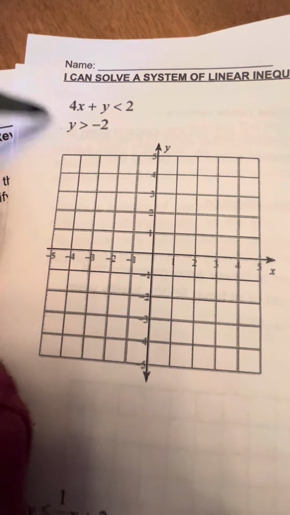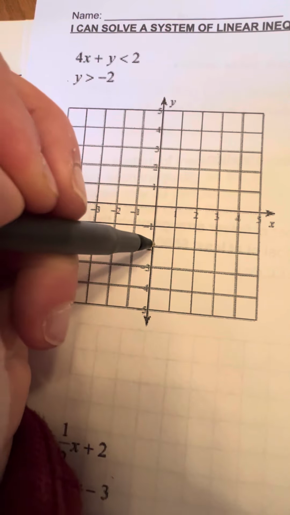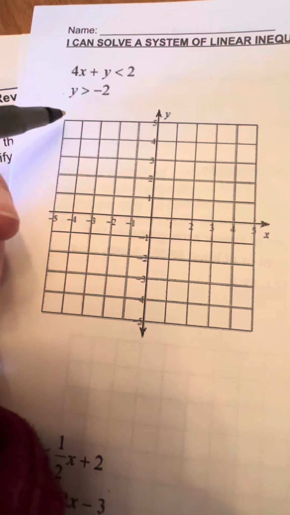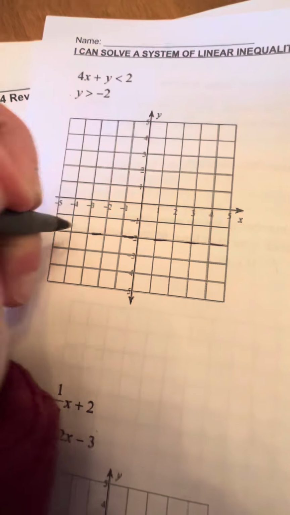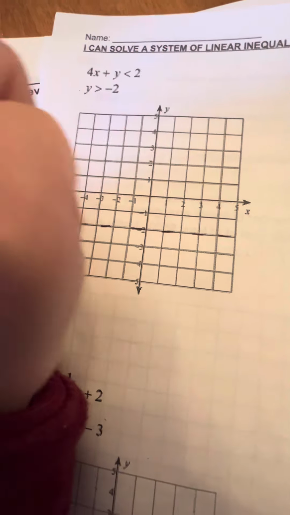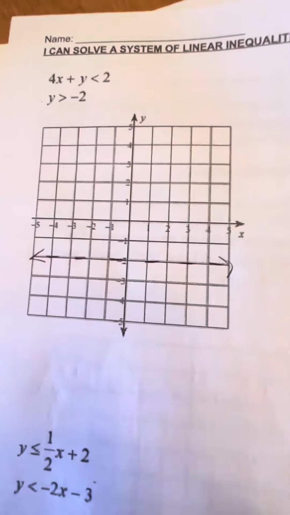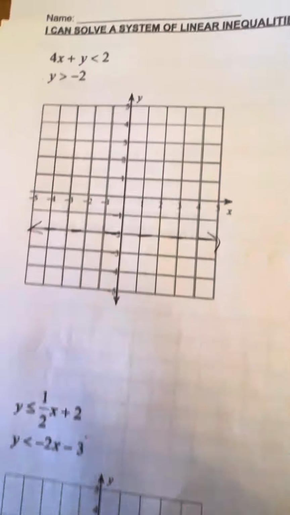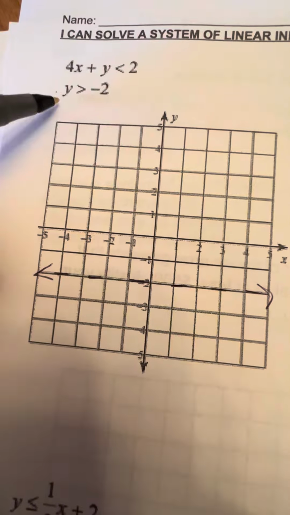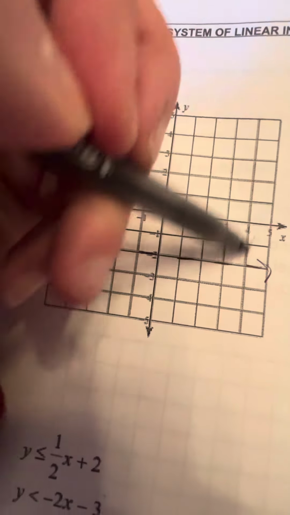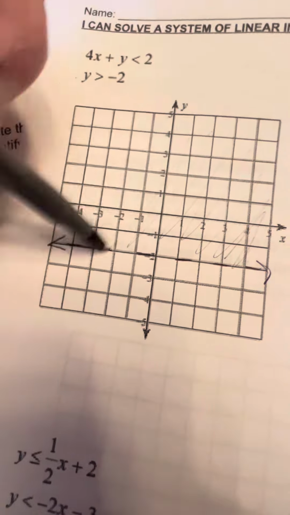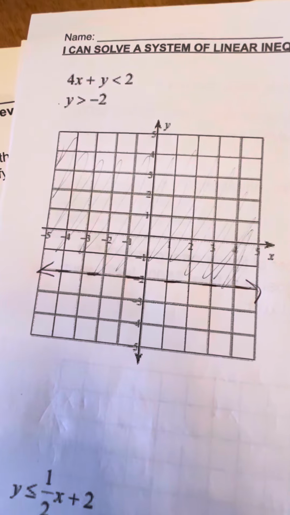y is greater than negative 2. So typically that is going to be a dotted line at negative 2, and it has no slope. So you would put a dotted line like this right here on the negative 2, and then you put arrows on both sides, and then it's shading above because it says y is greater than, so anything greater than would be up here in my shading section. So I'm doing it very lightly.